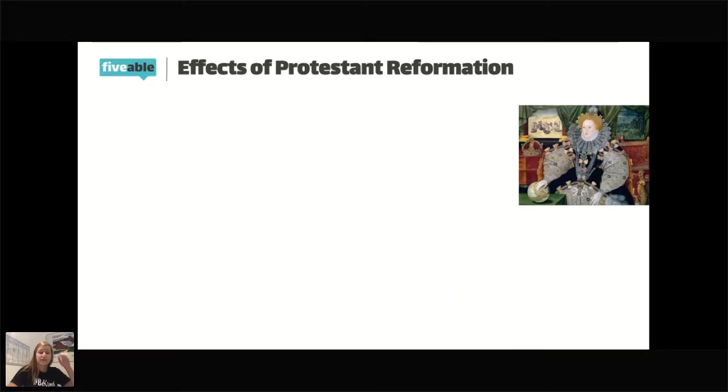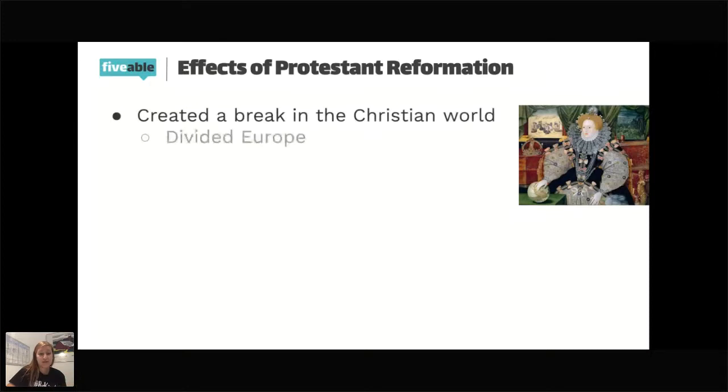But in this time period, 1450 to 1750, we have a huge change in religion in Western Europe, and that's with the Protestant Reformation. The Protestant Reformation is going to challenge the Catholic Church authority throughout Western Europe. And it's going to create a break in the Christian world, but it also divides up Europe, because previously we had really just Roman Catholicism being practiced in Western Europe. But with the Protestant Reformation, there are going to be some areas that are going to become Protestant.